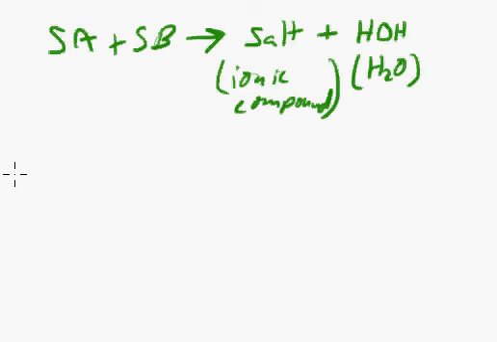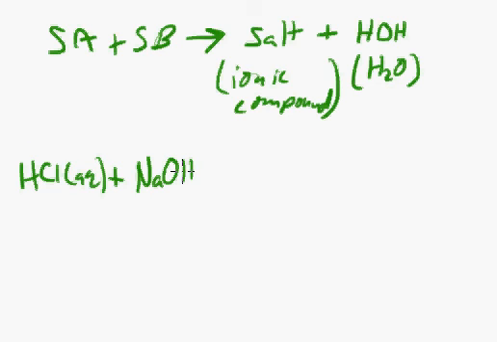Let's try an acid that you are very familiar with, which is hydrochloric acid. We've used that many times in class. And in order for an acid to be an acid, it has to be dissolved in water. So notice I'm putting AQ. And let's react it with sodium hydroxide, which is a strong base. And again, a strong base has to be dissolved in water to act like a base.